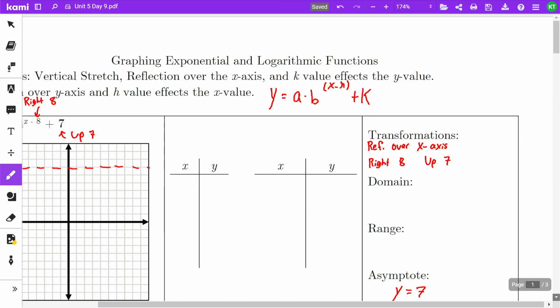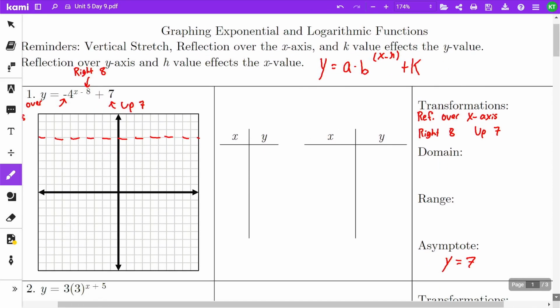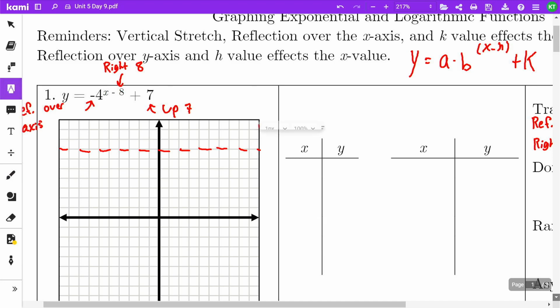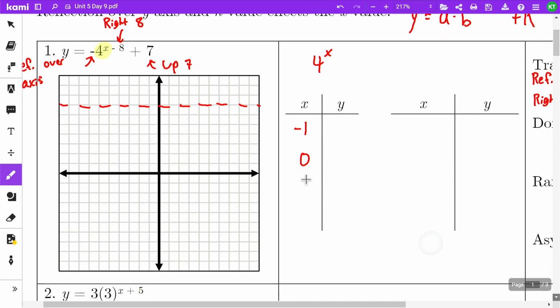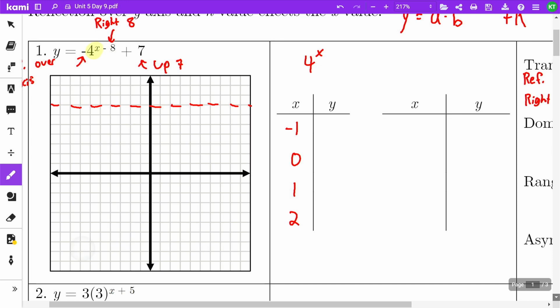Now we're going to go ahead and get some points that we're going to be using to plot. And we're going to be using our 4 to the power of x as our reference here when making this table. And then after that, we're going to be applying our transformations that we had. So let's use the x values of negative 1, 0, 1, and 2. And then I'm going to go ahead and plug those in. So 4 to the power of negative 1 would give me 1 over 4. Then 4 to the power of 0 would give me 1. This would give me 4, and then this would give me 16 because 4 to the power 2 is 16.